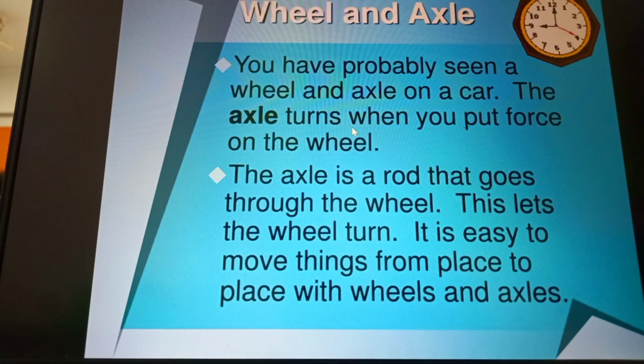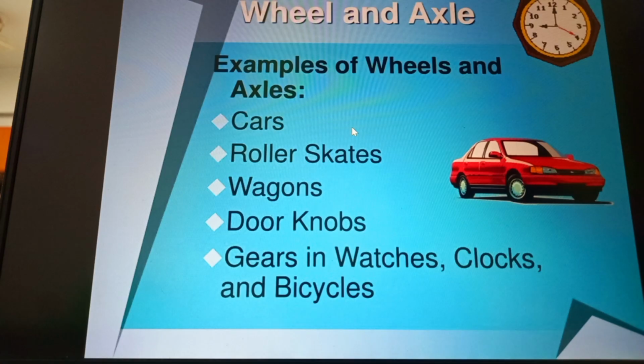Next one, wheel and axle. You have probably seen the wheel and axle in a car. The axle turns when you put force on the wheel. The axle is a rod that goes through the wheel. This lets the wheel turn. It is easy to move things from place to place with the wheel and axle. Examples of wheel and axle: cars, roller skates, wagons, doorknobs, gears in watches, clocks and bicycles, and of course, grocery carts.